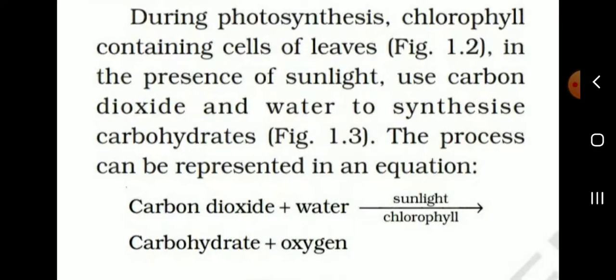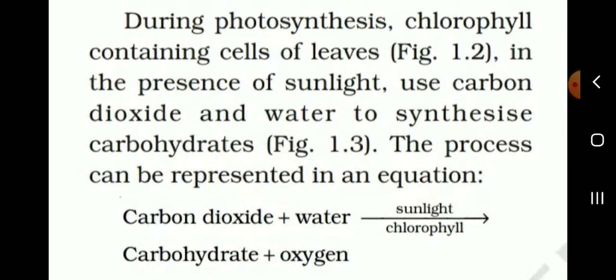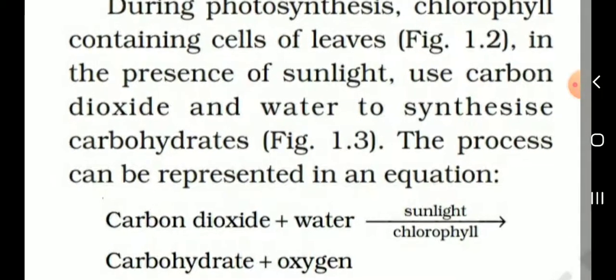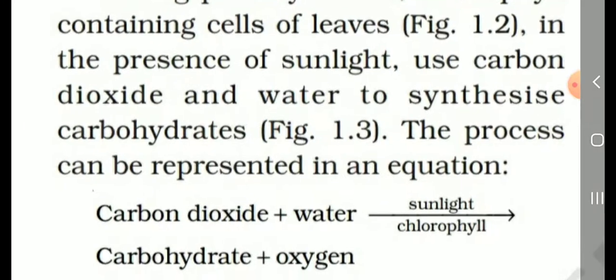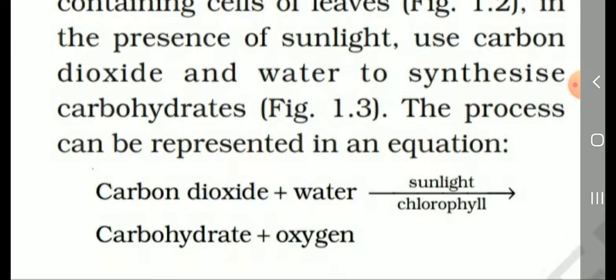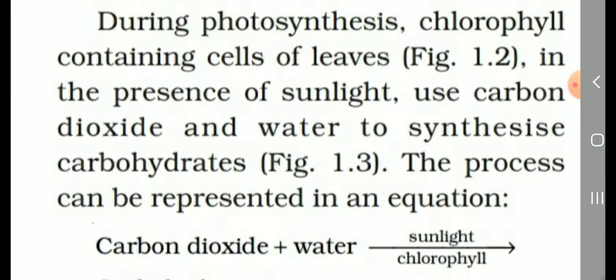Next, during photosynthesis, chlorophyll containing cells of leaves, in the presence of sunlight, use carbon dioxide and water to synthesize carbohydrate. This process can be represented in an equation: carbon dioxide plus water, in the presence of sunlight and chlorophyll, gives carbohydrate plus oxygen.